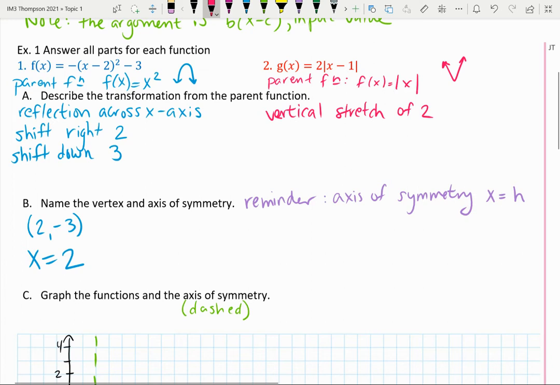The -1 inside the absolute value is going to cause a horizontal shift. But it doesn't move to the left because it says minus. It's actually going to shift right 1.